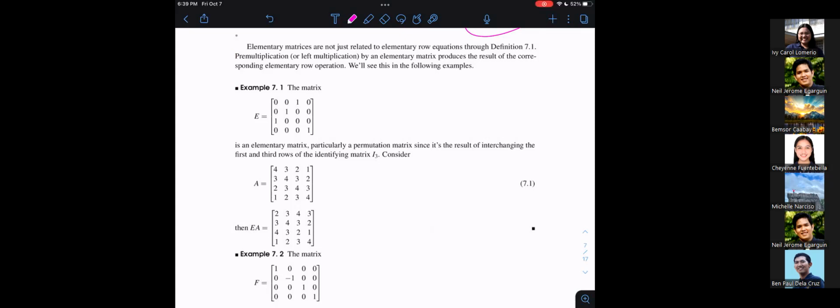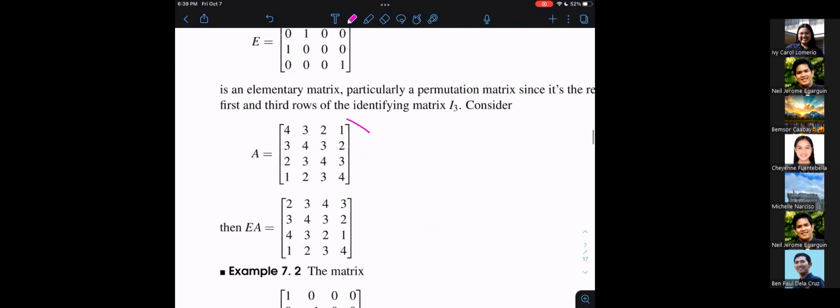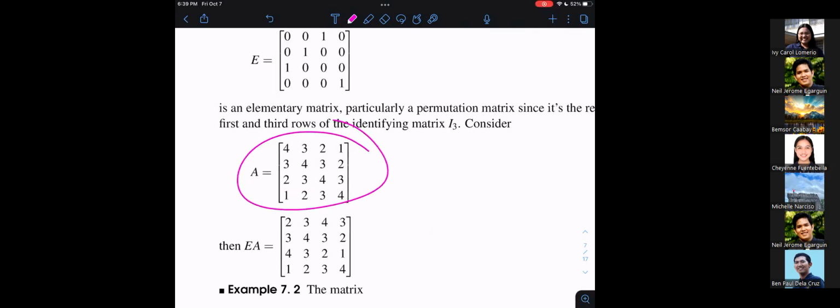So halimbawa, meron akong matrix A, and I want to interchange the third and the first rows. Ang dali niyang gawin, no? Sa elementary row operation, lexicographically ko lang naman gagawin, yung pagpapalit ng first at saka third row. Okay? So ito yung makukuha ko. So the first row will go to the third row, and the third row will go to the first row, and all other rows remain unchanged. Okay? So ito yung parang lexicographic lang natin na ginagawa.